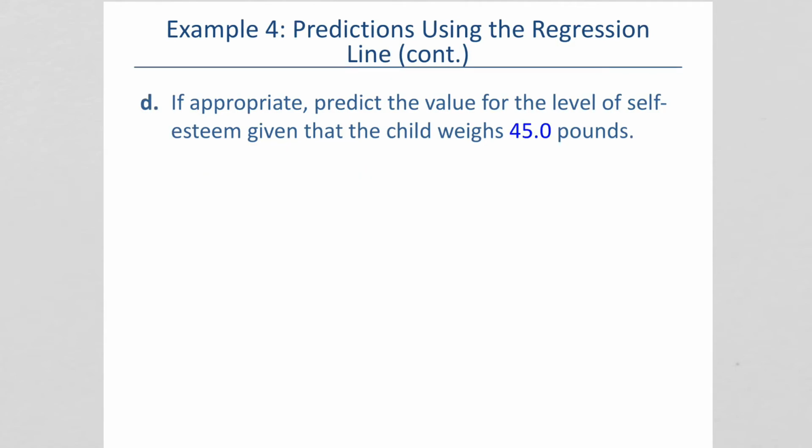D says, if appropriate, predict the value for the level of self-esteem given that the child weighs 45 pounds. This is not appropriate. Why? Because in this case, 45 pounds is outside the range. It's less than all the other data values that we looked at. So it wouldn't be correct to assume that the information that we found would apply to someone with a weight that small. Okay?